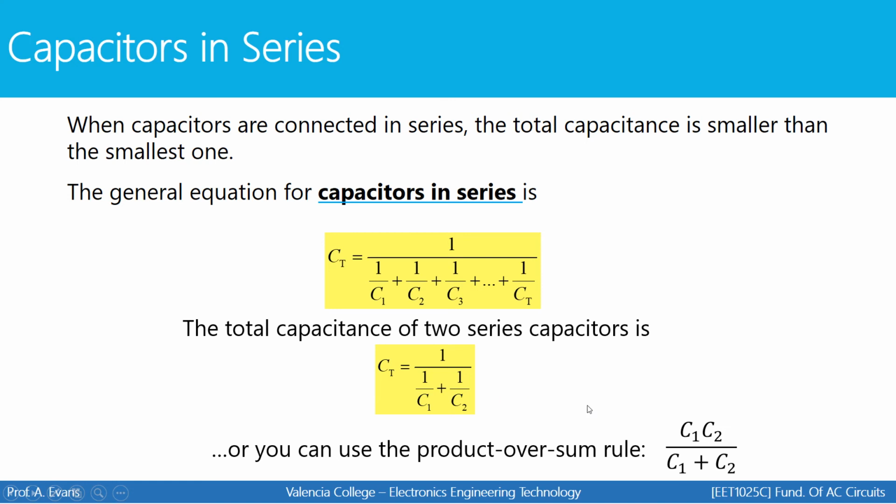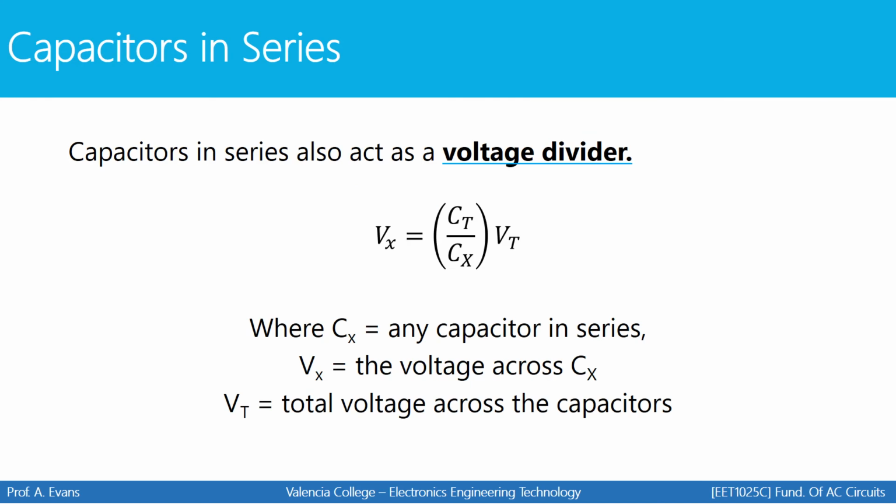That's the product over sum rule. So those two formulas are equivalent. You can use either one of those to combine two capacitors that are in series. When you have capacitors that are in series, they can act as a voltage divider.